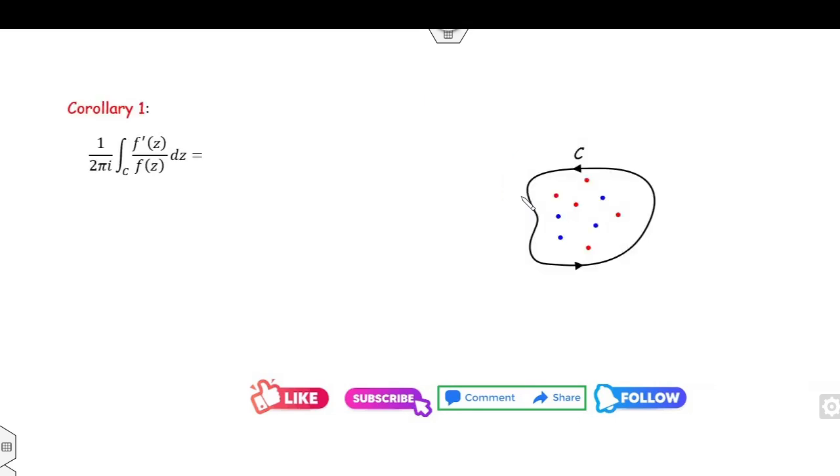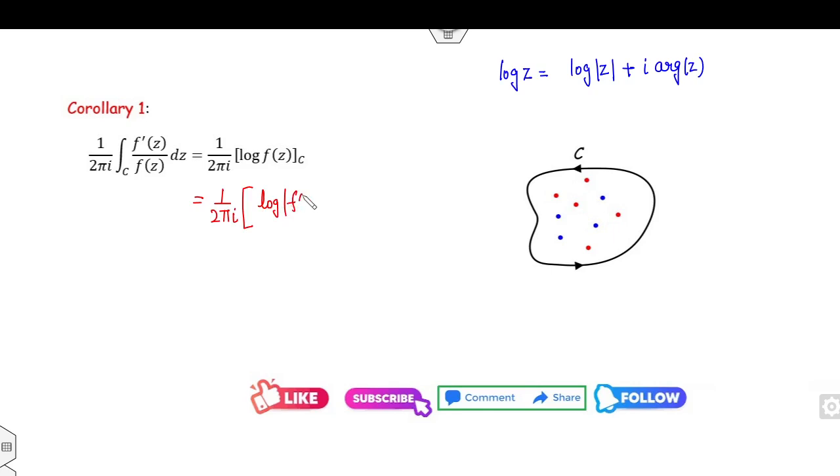Okay, the first corollary: if you have a simple closed curve, then I can also write this function as 2 pi iota times the integration of f of z over the closed curve C. Is it fine? Now in complex analysis, you always know how you can write log of z. It is log of the absolute value of z plus iota times the argument of z. This is the formula for log of z. So I can write this function as 1 over 2 pi iota times log of the absolute value of f of z plus iota times the argument value of f of z.